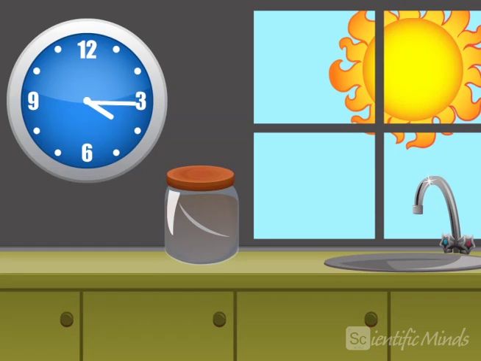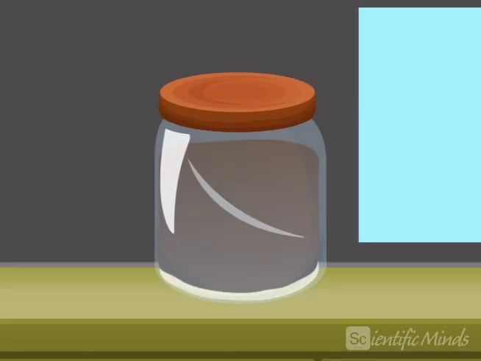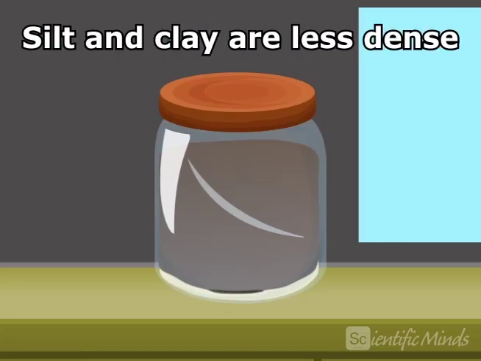After 1 minute, the farmer checks his jar. Sand particles are the first to settle. He marks the depth of the settled sand particles on the outside of the jar with a marker. Silt and clay are less dense, so they take quite a bit longer to settle.